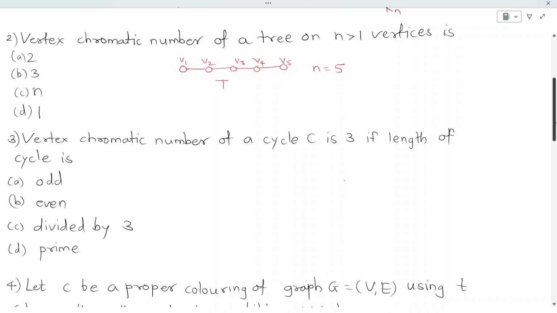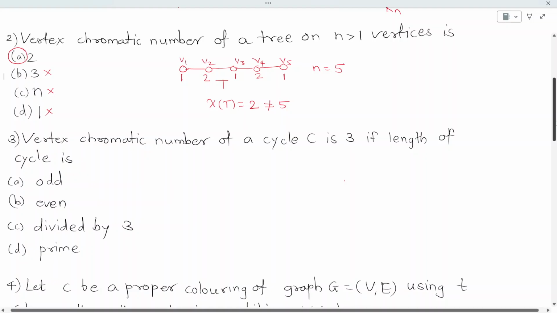Now I am coloring the vertices of T. I have colored vertex V1 with color 1, V2 with color 2. Again I can use color 1 for V3, color 2 for V4 and color 1 for V5. So the chromatic number of the tree is equal to 2. n is equal to 5, but the chromatic number is not equal to 5. So this option is incorrect. The chromatic number is not 1, so 1 is also incorrect. 3 is also incorrect. Option A is the correct option.